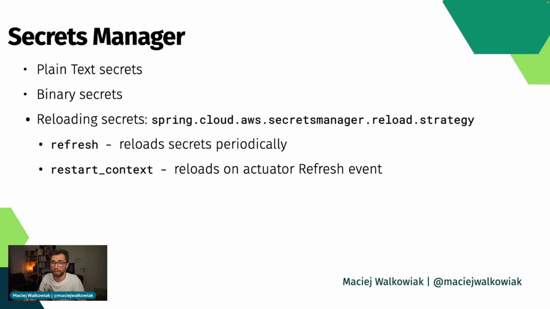Other than that, in 3.0, we added support for plain text secrets, where you don't set secrets as a JSON file, but rather just a single value. Also binary secrets, and we've added an option to reload secrets, because as I mentioned, Secrets Manager can rotate the secrets periodically, and your application may end up with an invalid secret. So now there is a way to refresh the secrets periodically. So you say that like every 1 minute you want to refresh the secrets, or you can also integrate with the actuator refresh endpoint, or rather refresh event, so that whenever the refresh event is triggered, the secrets will be fetched again.